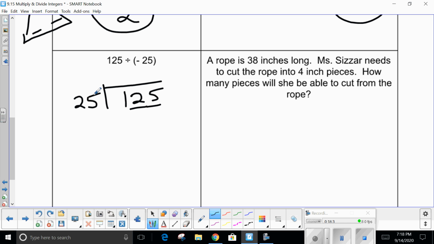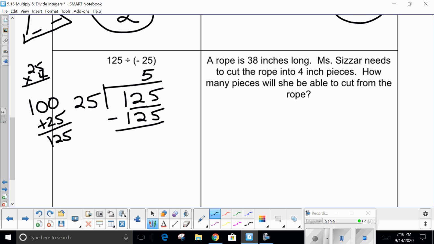So think about quarters and dollars. We know that there are 4 quarters in a dollar. So that means we have 100, because 25 times 4 would be 100 pennies. But if we add 25 more, that would be 25 times 5. So 5 times 25 equals 125. We subtract that out. That leaves us with 0.